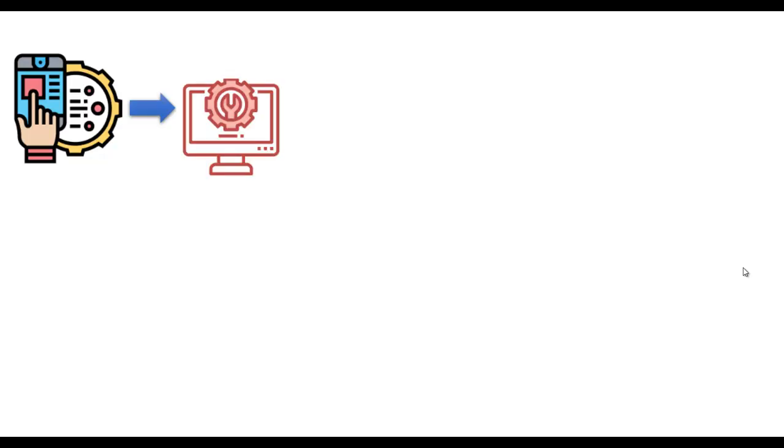Now let's summarize the entire RAG process. First, the user asks a question. Let's say, what is the vacation policy? Now, instead of directly sending this question to Gemini or any other large language model, we take a smarter route.